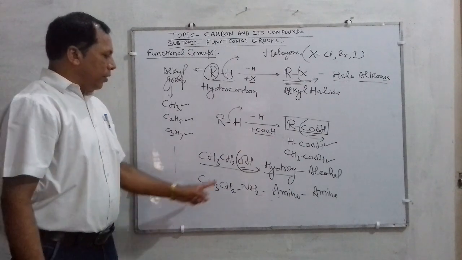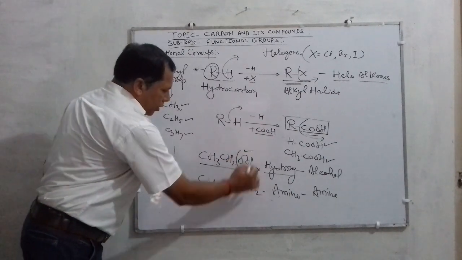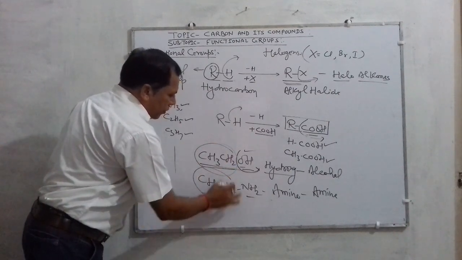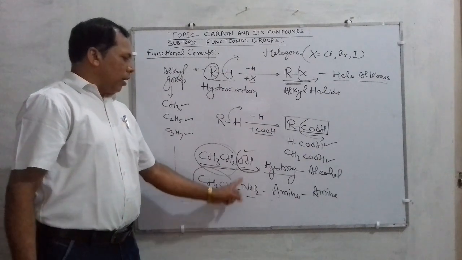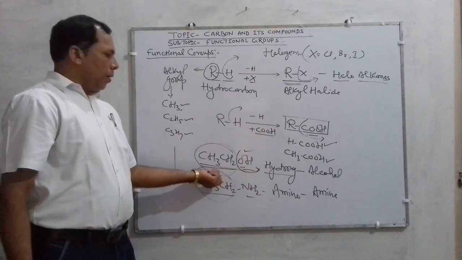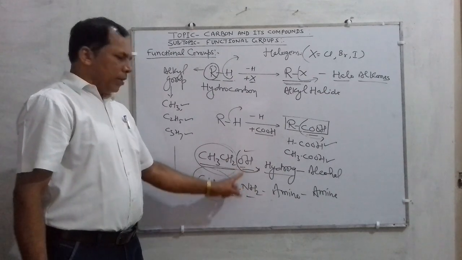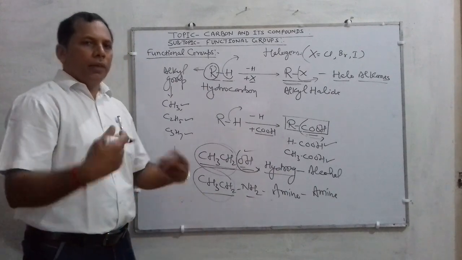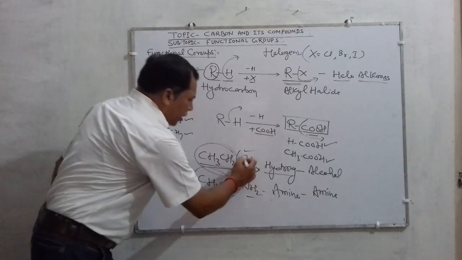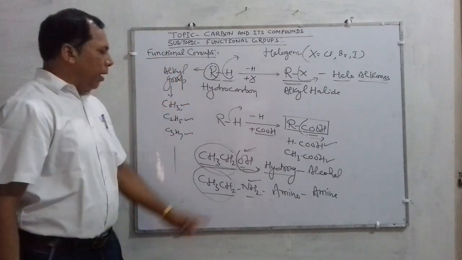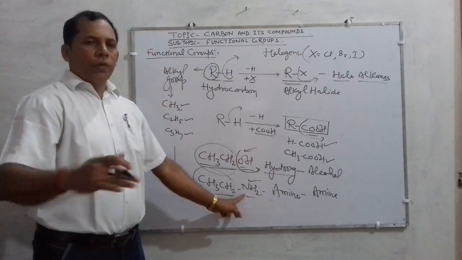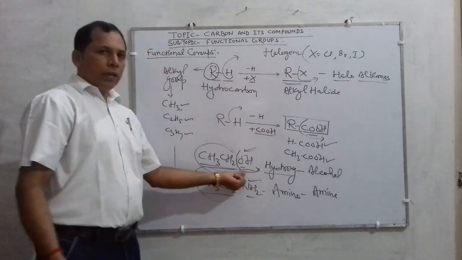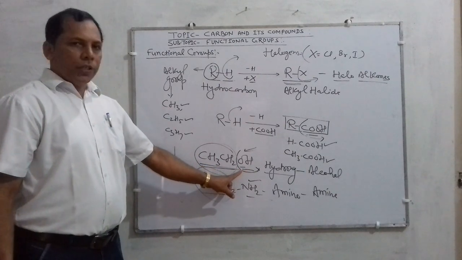And in this, children, listen sincerely. In these two examples, the part which I am circling, CH3CH2, is the same in both compounds, but the functional group, the group of atoms present in both examples, is different. So due to the difference in functional groups, the properties of these two compounds will differ, and also their names will differ. Alright? Is the concept clear, children?